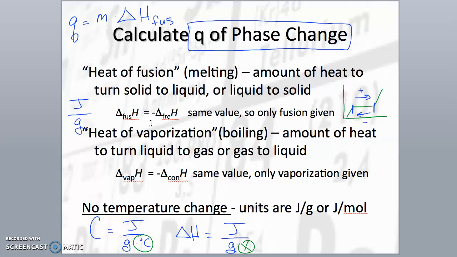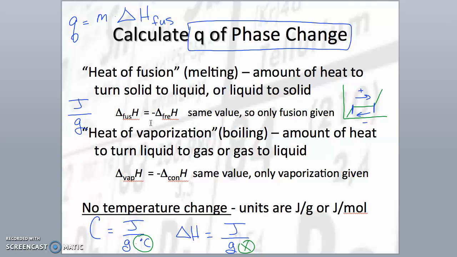So take a second to think about that. If we have a delta H value, the amount of energy to melt, that amount is the same for freezing with the different sign. The other phase change, not on that diagram, is vaporization, or going from liquid to gas. And going the other way, we call that condensation. So those are some important phase changes that you need to know.